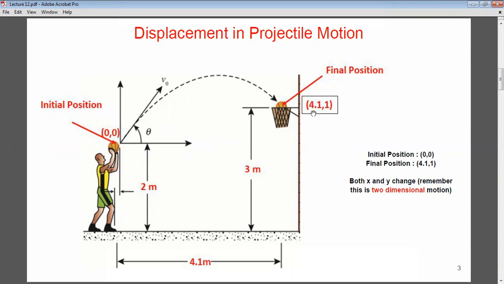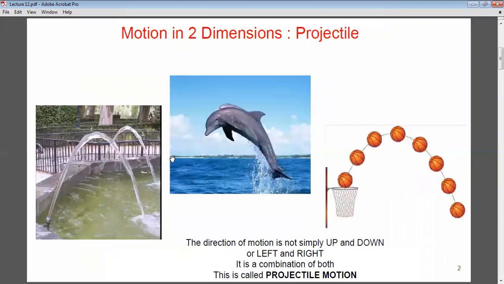Okay, so the initial position was 0, 0. The final position was 4.1, 1. So both x and y changed, not only x changed or y changed. And this is why this is 2-dimensional motion, because both x and y change. Okay, so this is how the displacement is changing. And this type of motion that looks like this, we call it projectile motion. Okay, you just have to remember this, that this is called projectile motion.